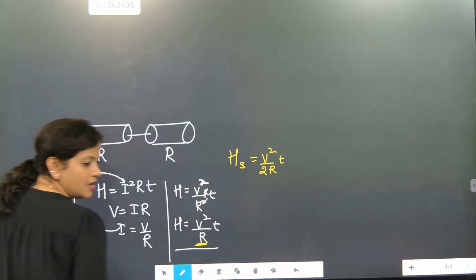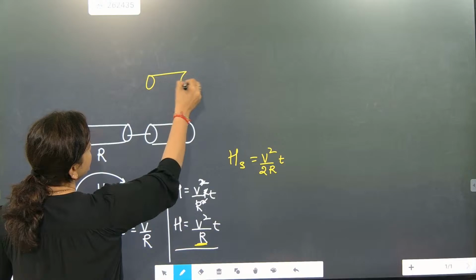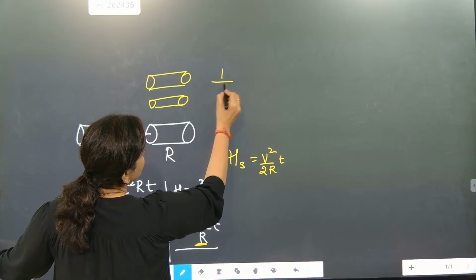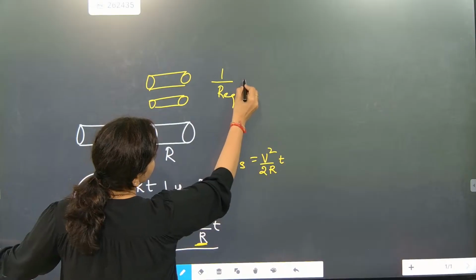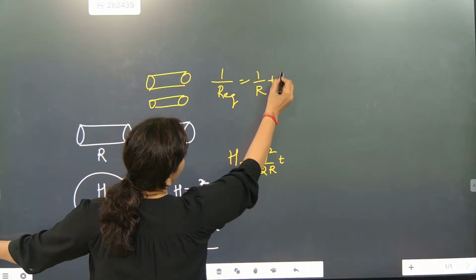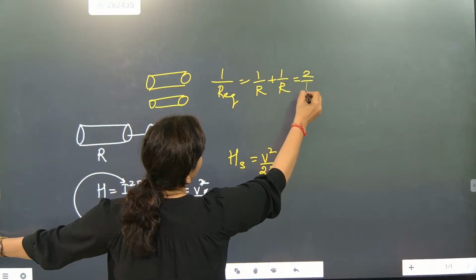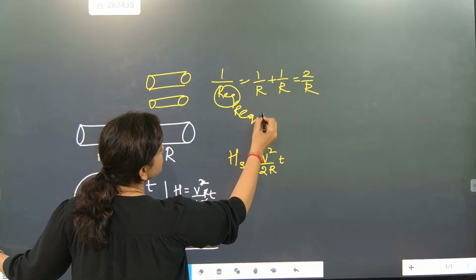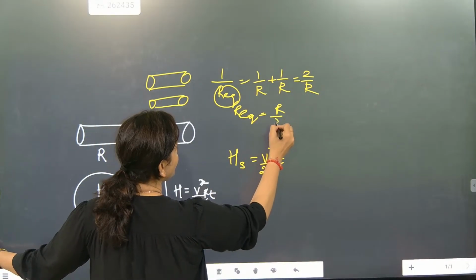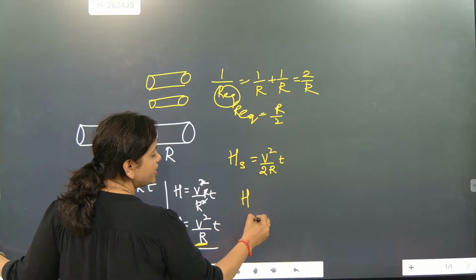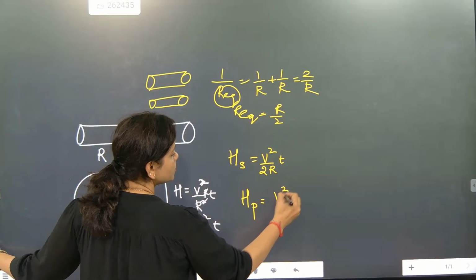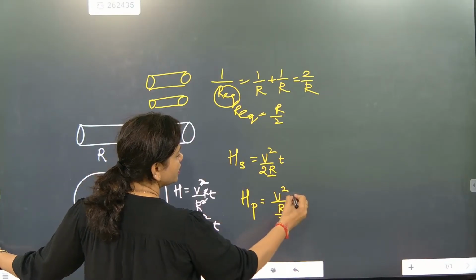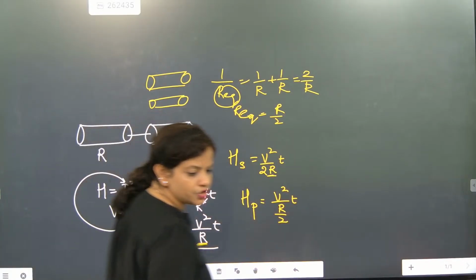Now the same wires are connected in parallel. How do we find the equivalent resistance of parallel? It is 1 by R plus 1 by R, which becomes 2 by R. So the equivalent resistance in parallel will become R by 2. So what is the heat generated in the parallel connection? V square, instead of 2R, it will become R by 2 into T. So they asked for the ratio between them.